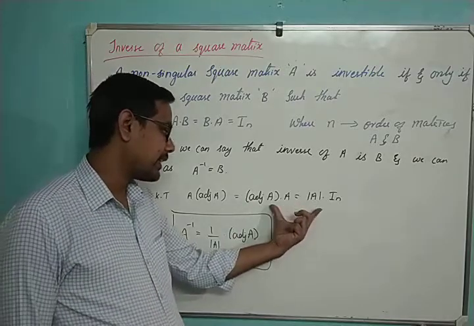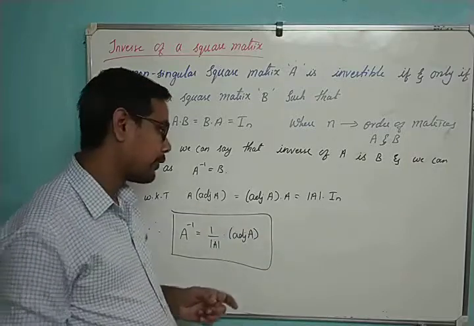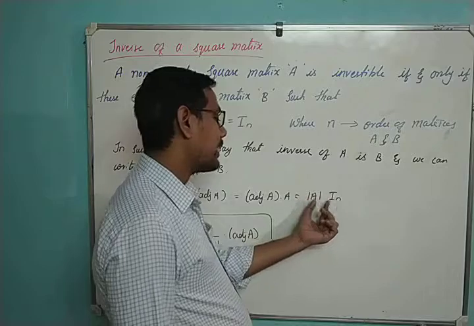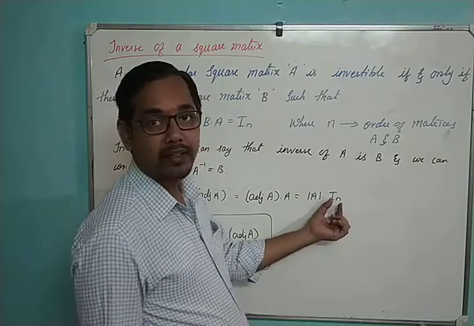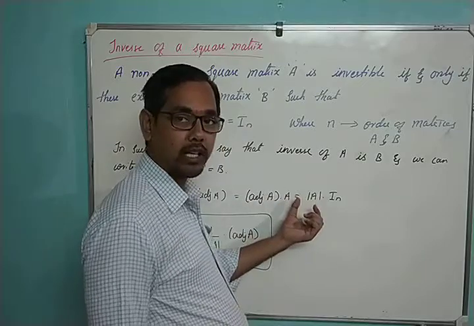If I equate this thing, A into anything, these two things, anything you can equate and you can calculate the value of A inverse. So adjoint A into A will be determinant A into In. What is In? Identity matrix whose value will be 1. So you can neglect. I can write adjoint A into A is equal to determinant A.